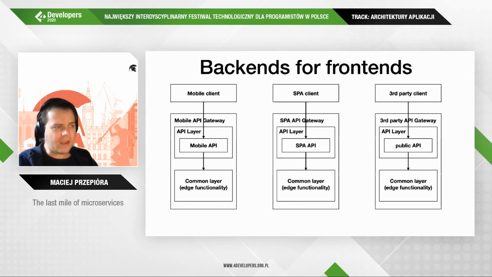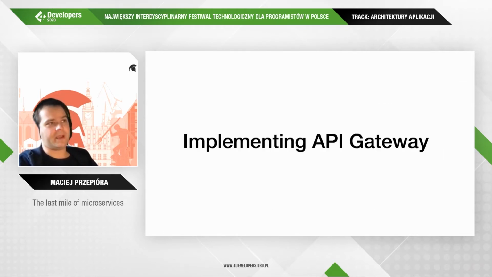And this is something that you probably want to have developed by a separate team that owns it, because you want to avoid code duplication. So this is something that might be provided by some other team inside your organization. Okay, so how to implement the API gateway pattern?